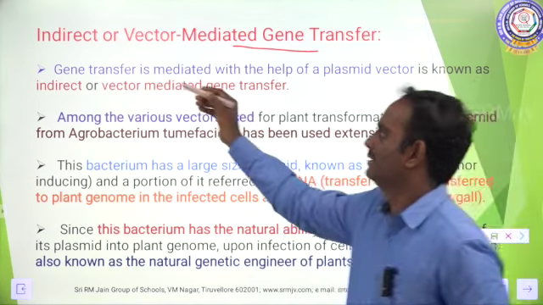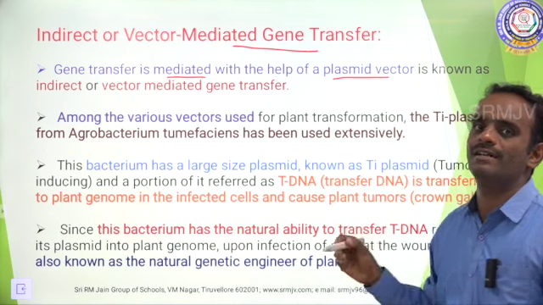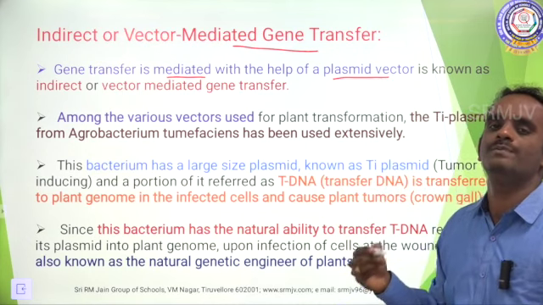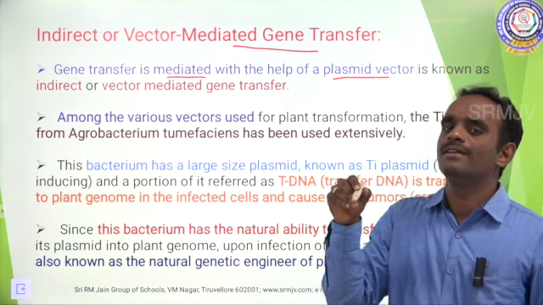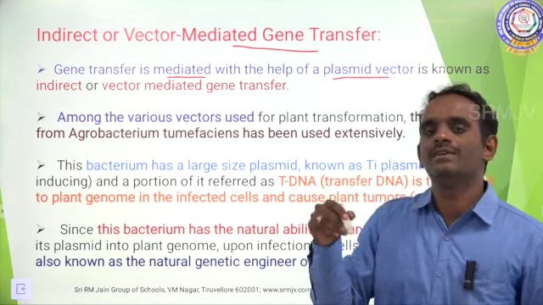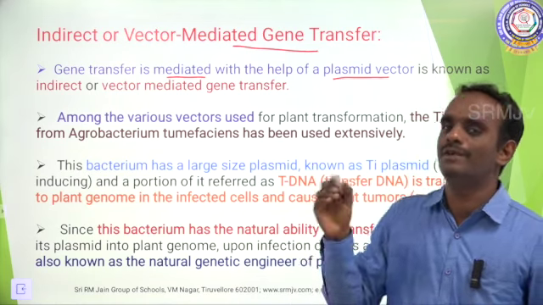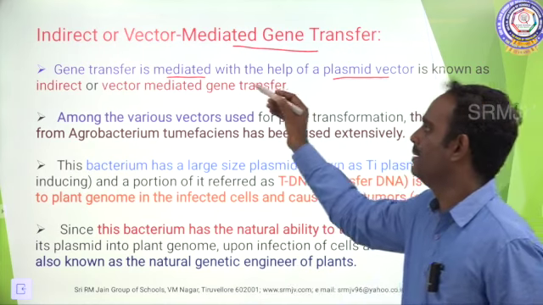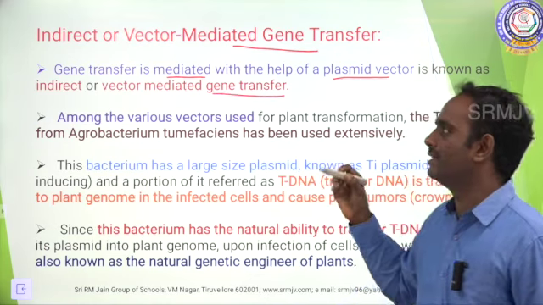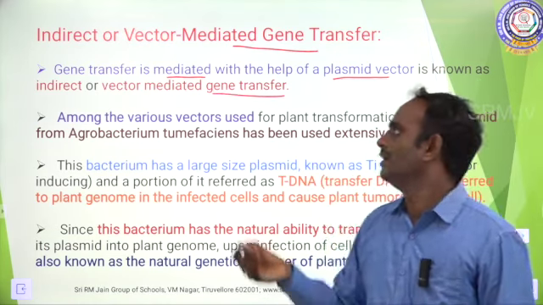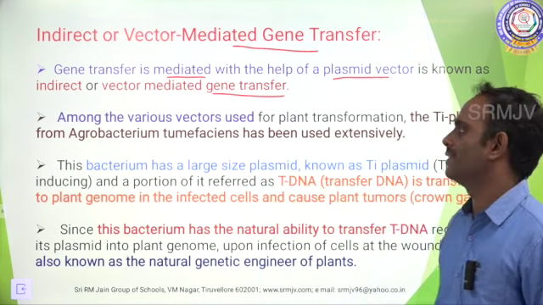Okay. See here, the gene transfer is mediated with the help of a plasmid vector. We often use the plasmid only as a vector. Plasmid is nothing but a self-replicating double stranded DNA. Okay, it is extra chromosomal, double stranded, self-replicating DNA. Clear? So with the help of the plasmid vector, gene transfer is mediated, and it is said to be vector mediated gene transfer.